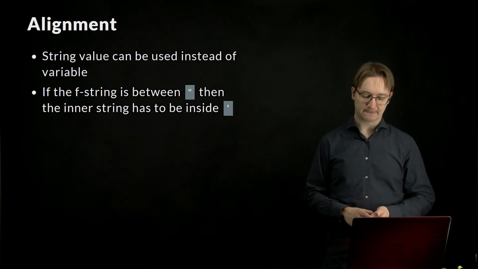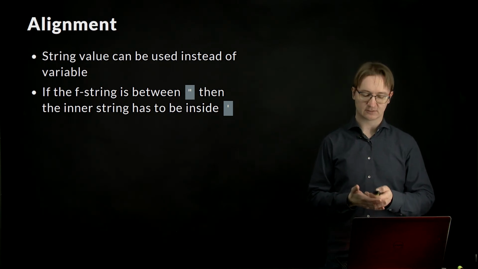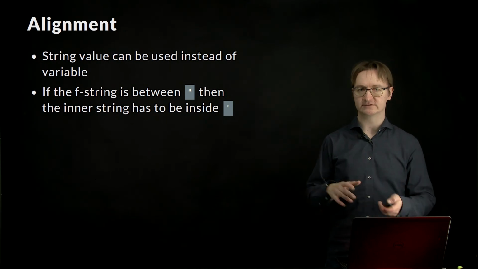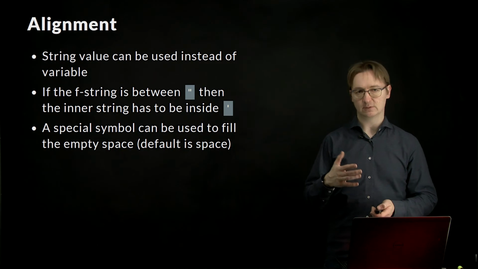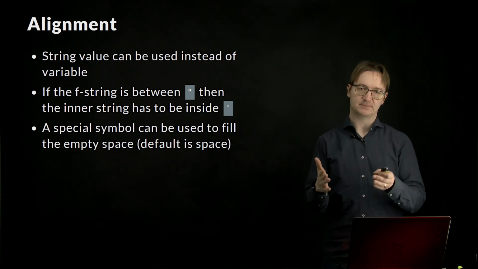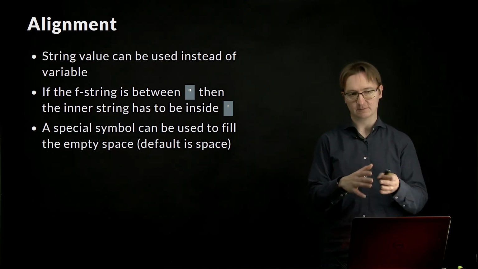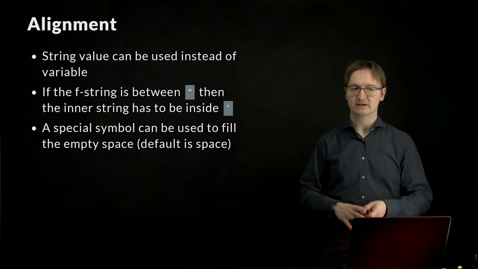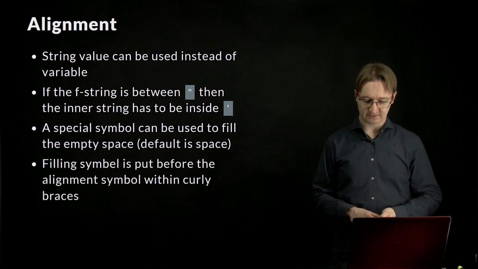Now we were using variables in the previous example, but you can also use string values inside f-string. To do that, we have to be aware that inside double quotes we can use strings with single quotes and vice versa. Then for alignment, by default the spacing value is space, so everything left over from the value itself is filled in with spaces. But we can use some custom symbol there.